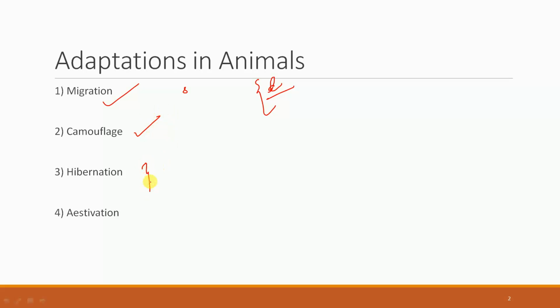The next type of adaptation which is important is hibernation. Basically, in cold or dry environments, animals have a tendency to go into a dormant condition. So this is what is known as hibernation or restoration. If this is taking place in the cold environment, then that is known as hibernation.